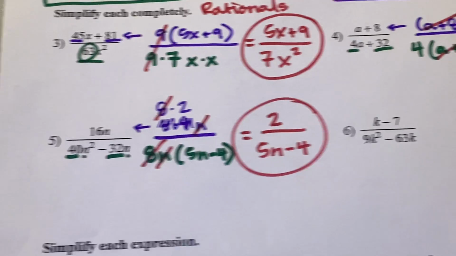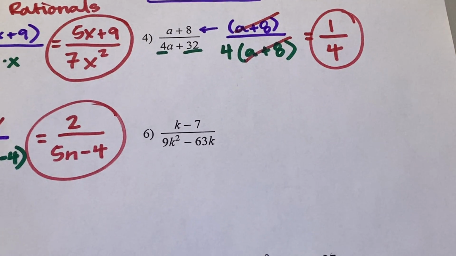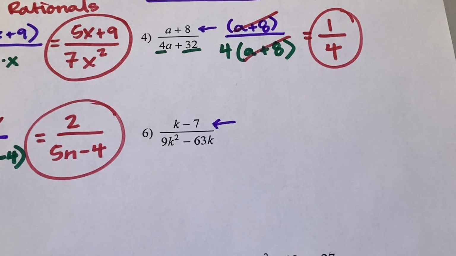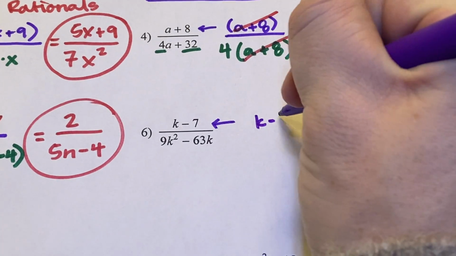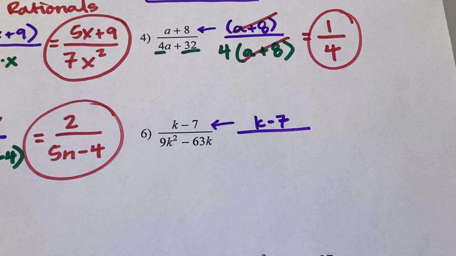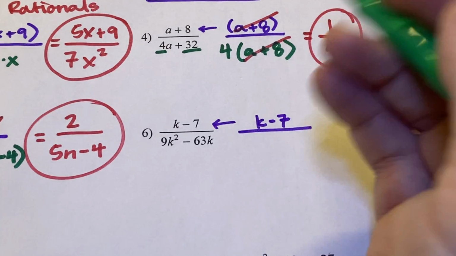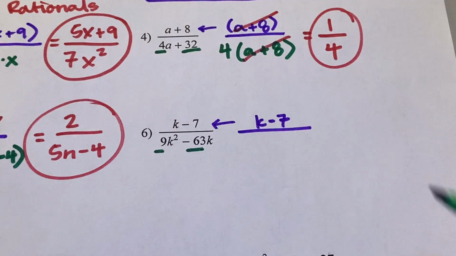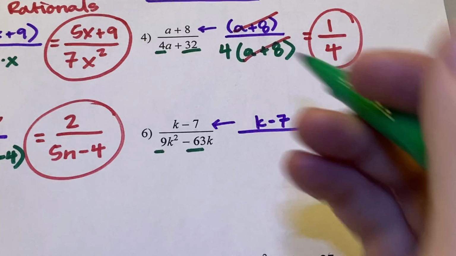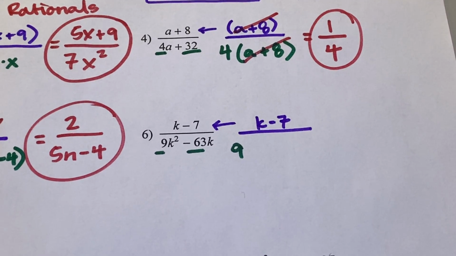Alrighty. Let's do one more where we're just simplifying, because I feel like you guys are getting way better at this. Let's look at our numerator. K minus 7. Can I factor that? No, I can't actually. It's as factored as it'll go, so we're just going to keep it as K minus 7. Now let's look at our denominator. What's the biggest number I could divide both 9 and 63 by? It's 9. Beautiful. So I can divide both of them by 9, which means I can take a 9 from each of them.